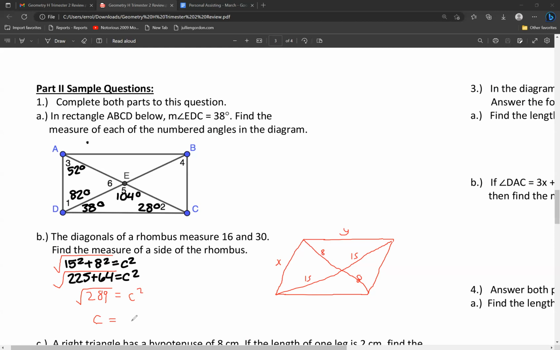289 is, oh wait, 17. So 17 times 17 is 289. Yeah. Okay. All right, that's cool. Find the measure of a side of the rhombus. Okay, so there's your side, 17.